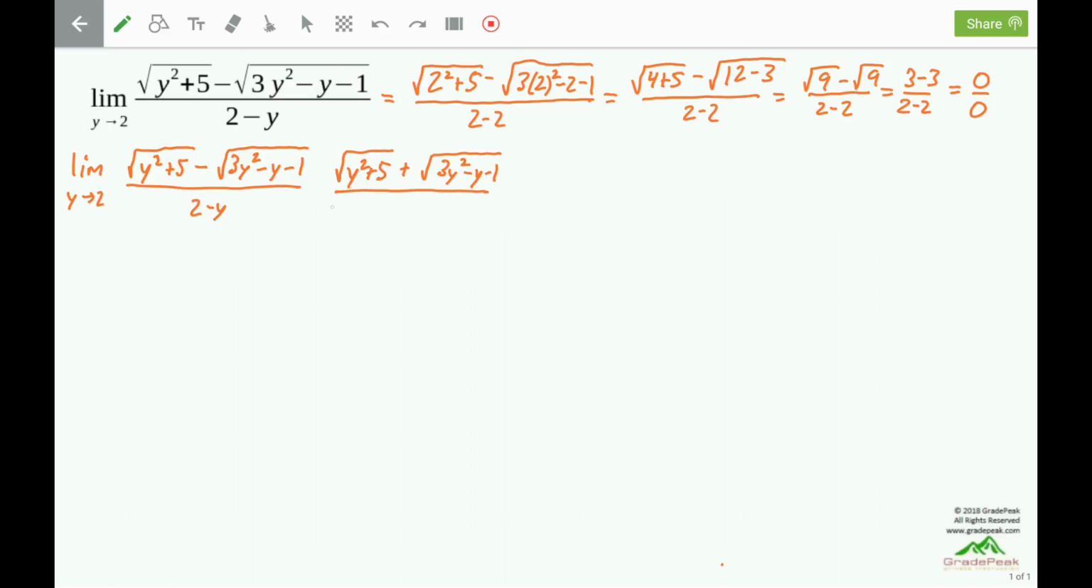And then we're going to put this over itself so that we have a form of 1, so that when we multiply it, it will not change the value. It will just change the look.